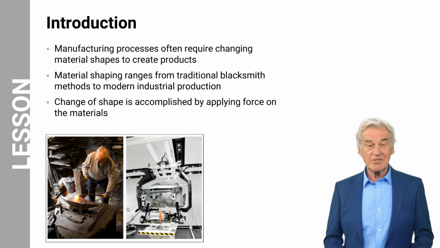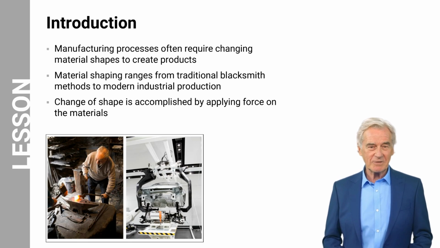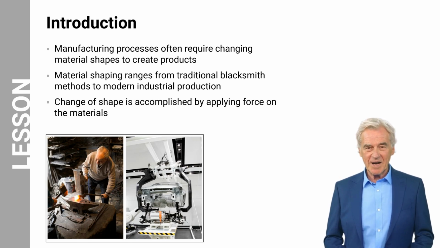In many manufacturing processes, you may need to change the shape of materials to create your desired product. This is true for a blacksmith when hammering out armor and for industrial equipment that produces automobiles. This material shape change is accomplished by applying force on the materials through the process known as forming.